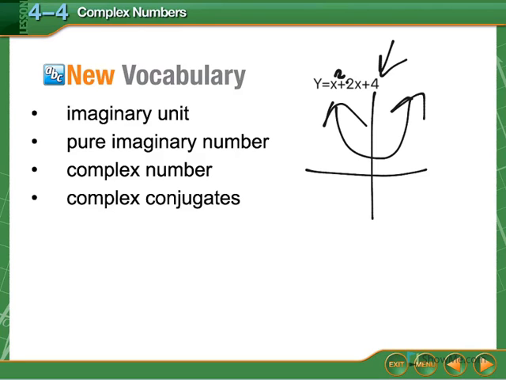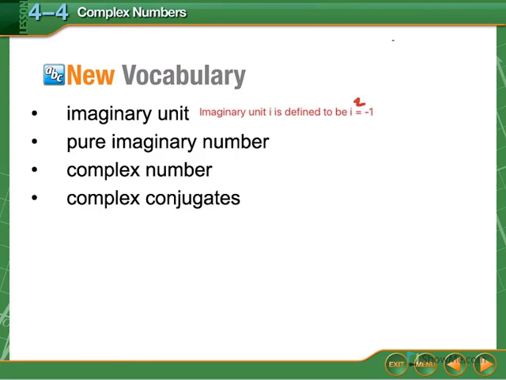So far in your math studies, you've worked with real numbers, but equations like this have led mathematicians to define imaginary numbers, and the imaginary unit i is defined to be i squared is equal to -1. And the number i is the principal square root of -1. That is, i is equal to the square root of -1. Before now, we couldn't take the square root of negative numbers. Now we can. We just know that i is equal to the square root of -1.